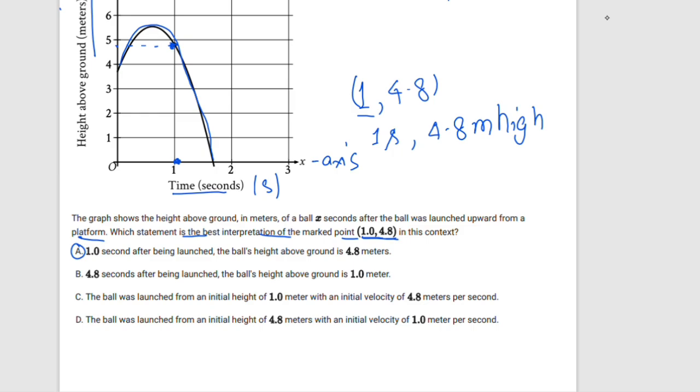4.8 seconds after being launched, the ball's height above the ground is 1 meter. No. The ball was launched from an initial height of 1 meter with an initial velocity of 4.8 meters per second. No, this can't be. It never talks about initial velocity. The ball was launched from an initial height of 4.8 meters with an initial velocity. Again, it never talks about velocity.